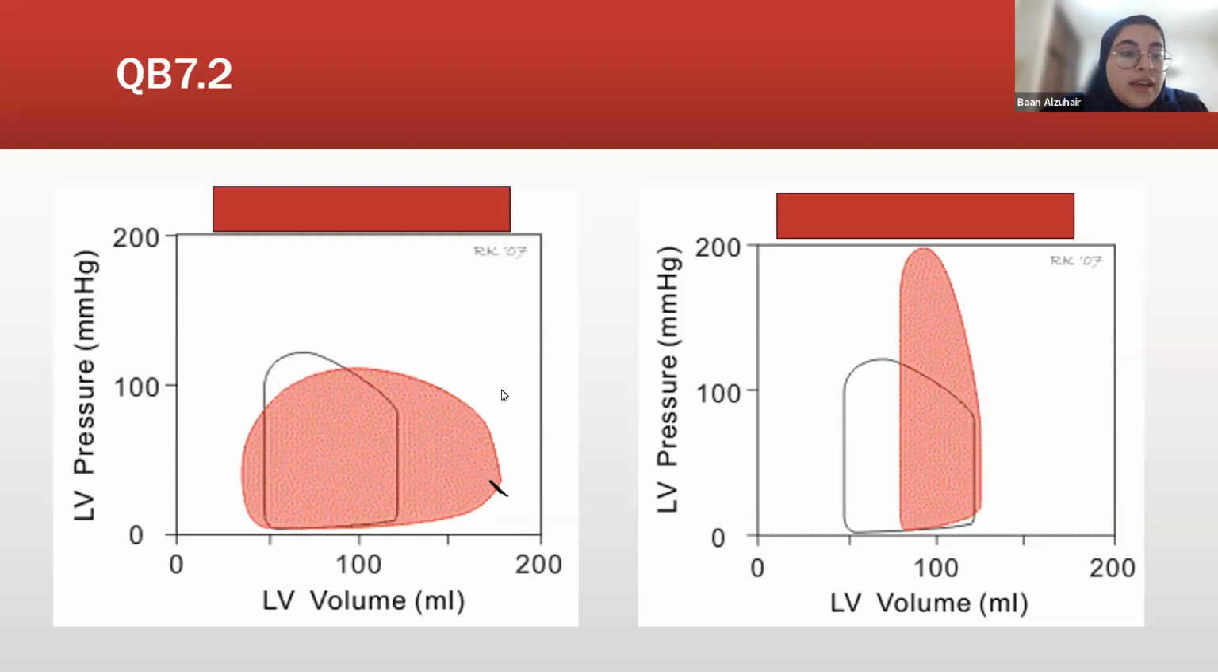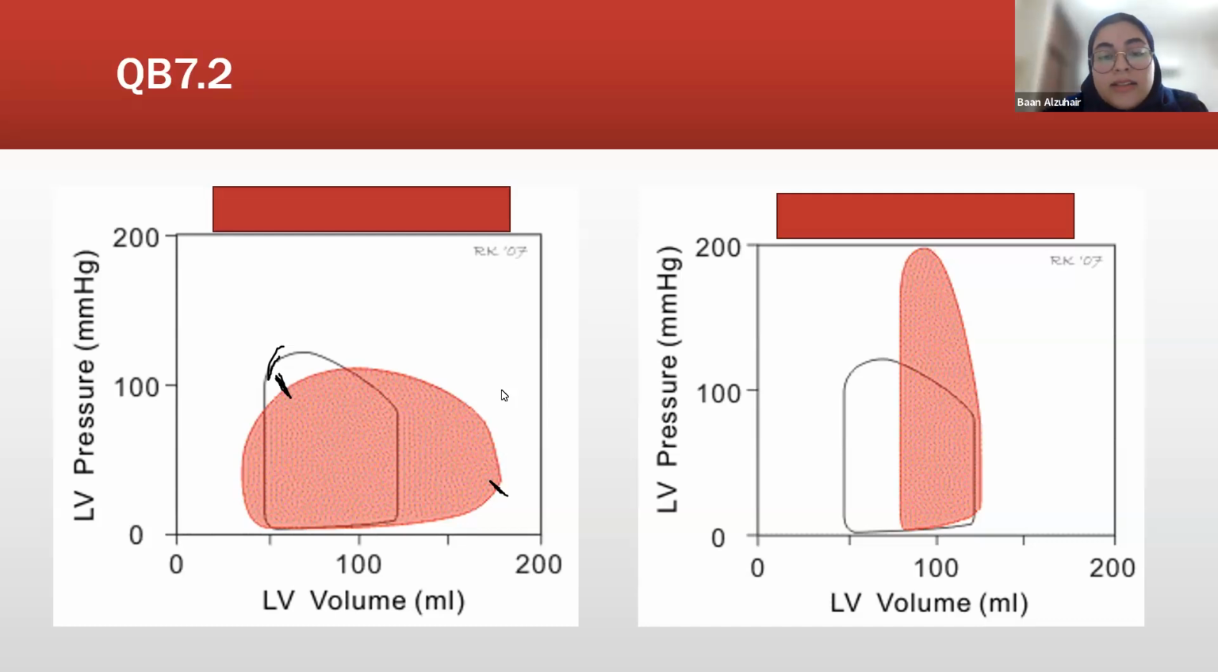And also ESV, as Yasser said, mashallah, it is very low. This is the normal ESV and this is the abnormal ESV. This happens in mitral regurgitation because some blood is leaking back into the atria.